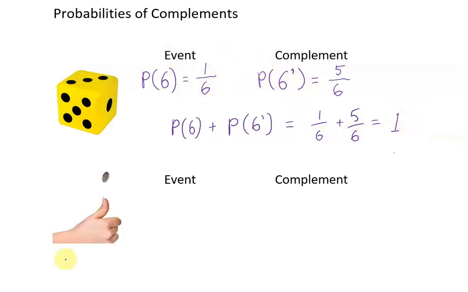If we consider tossing a coin, we consider our event to be tossing a heads. What is the complement of that event? Well, it's not tossing a heads. So heads with a dash. Or another way of writing that is tails. They're complementary events. Heads and not heads, or heads and tails.